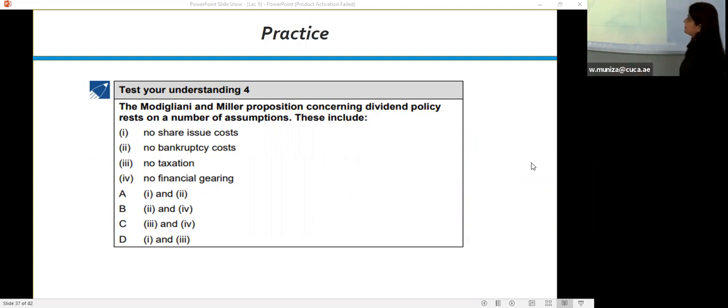Okay, so which assumptions are being followed? These include no share issue cost. Yes. No admin costs are going to be there. No bankruptcy costs. Yes. No taxation. No financial gearing. No. So options 1 and 2 are the assumptions.